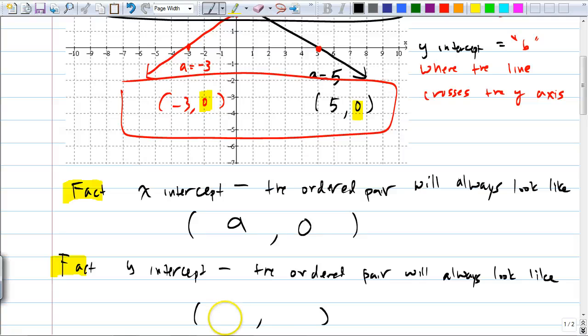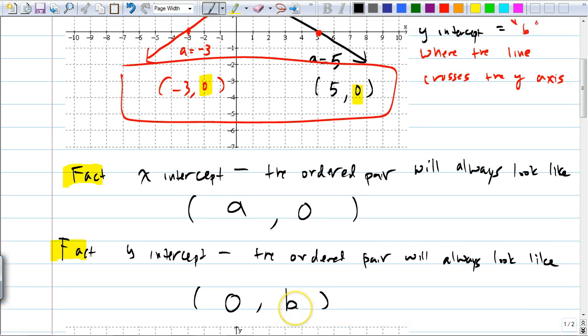Yeah, it's going to be (0, b). It's very simple. Okay, so that's the key idea, guys. And it's kind of nice why they call it a and b, right? a comes before b: (a, 0) for the x-intercept, and then (0, b) for the y-intercept. Isn't that nice? This is the key idea, and this is kind of easy to see.